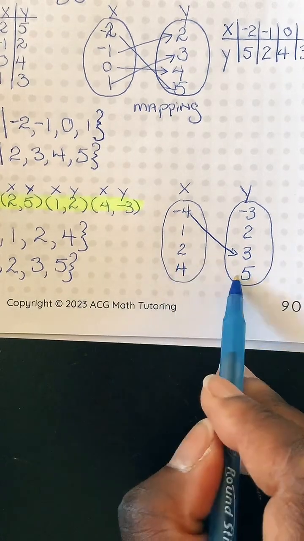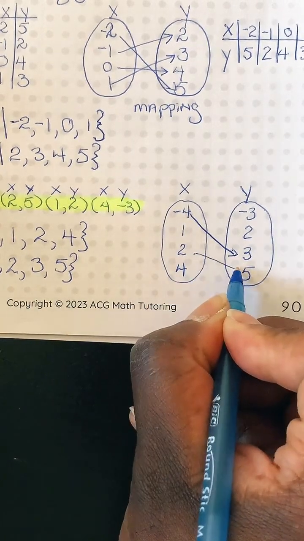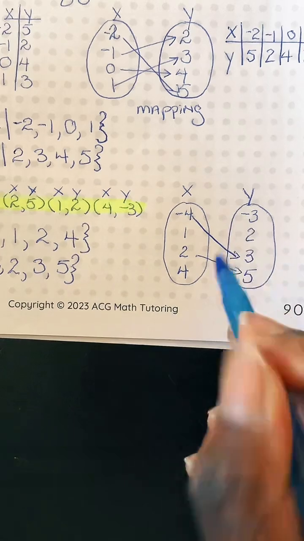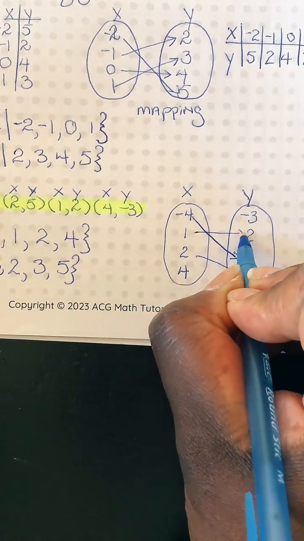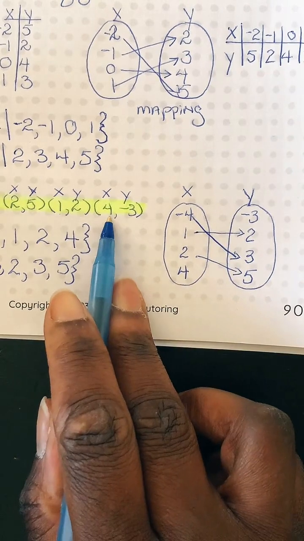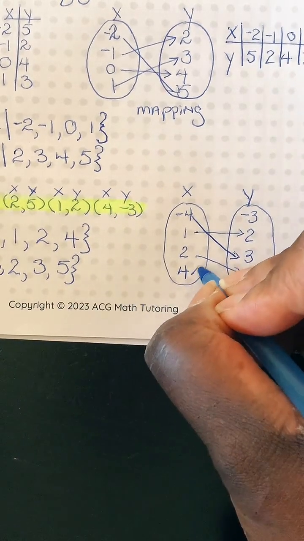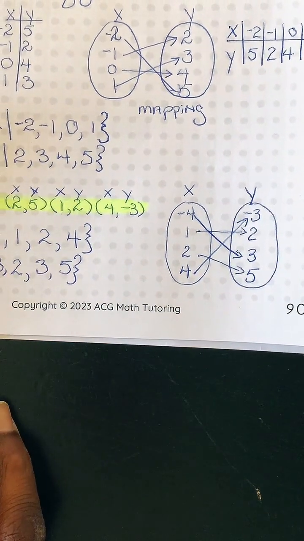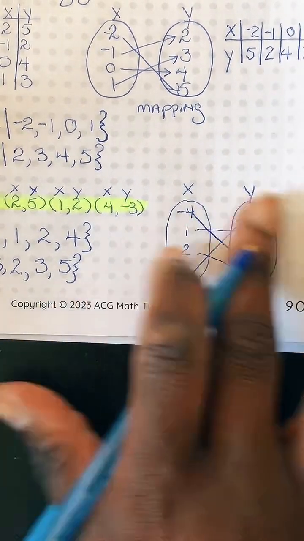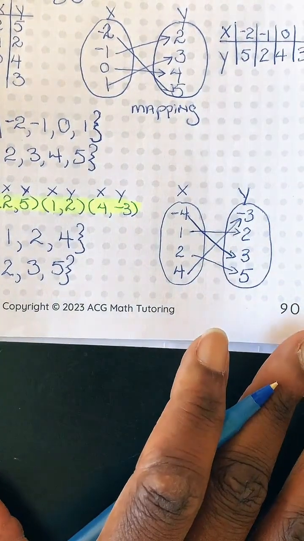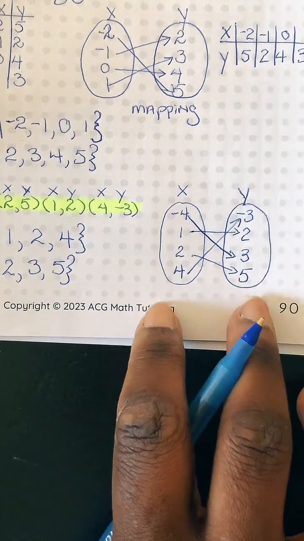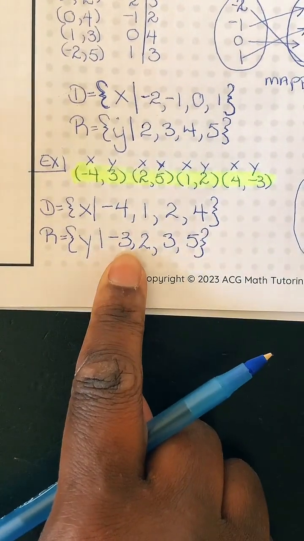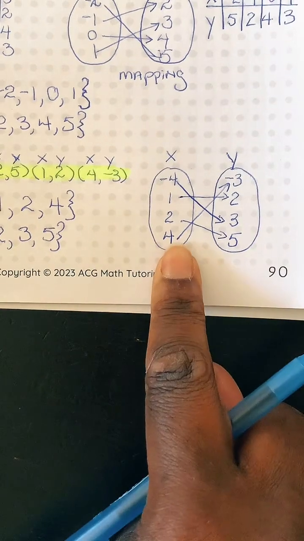Then 2 went to 5, so we draw an arrow. Then 1 went to 2, drawing an arrow straight across. And then +4 went to -3. Okay. So we got our relations together. We got them all matched up, hence the mapping. We have our domain, we have our range, and we're able to get our mapping.